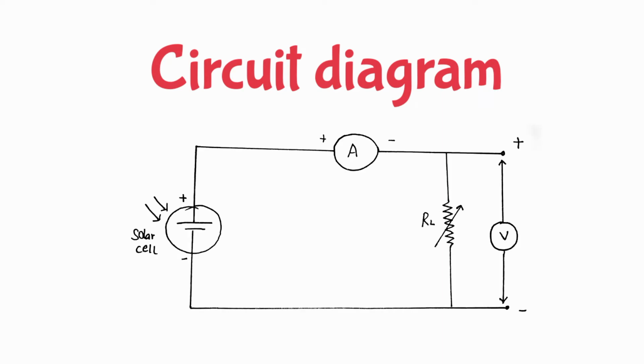Show the circuit diagram of this experiment. So the circuit diagram is quite simple. There are four major components. One is solar cell, then ammeter to measure current, voltmeter to measure voltage and a variable resistance.